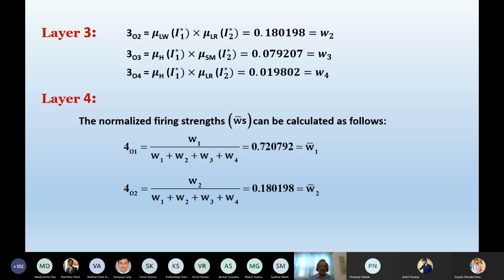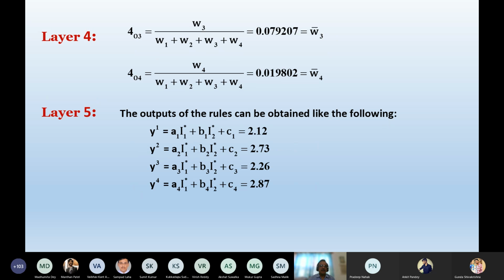The normalized firing strength is nothing but W bar, that is W1 divided by the sum of all W values, that is W1 bar. Similarly, W2 bar is W2 divided by the sum of all W values. Then you can find out W3 bar and W4 bar. And in layer 5, we can determine the output of each of the rules, that is Y1, Y2, Y3, and Y4.